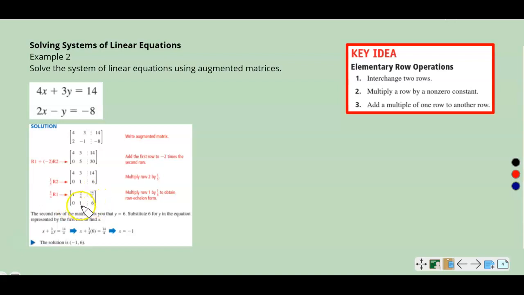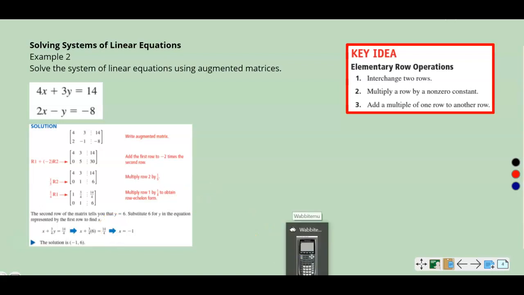It's saying because this is 0 and 1, this is your y value. But you still have to take that y value and plug it into the first row to get x. So after all of that, you get negative 1, 6. All right, so I want you to see this, but where I'm not going to show you, there's a much easier way to do this using your calculator.